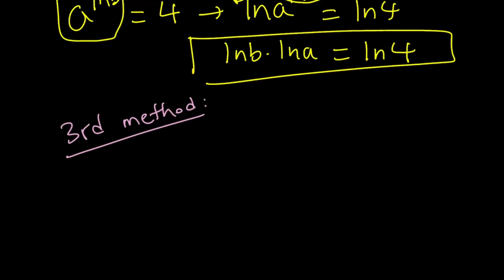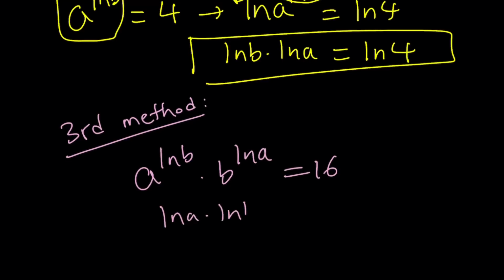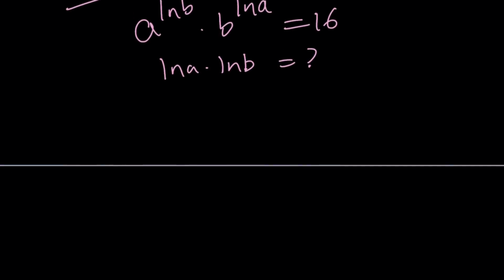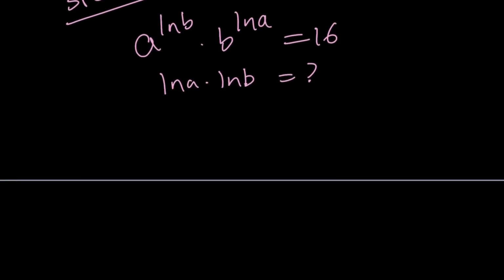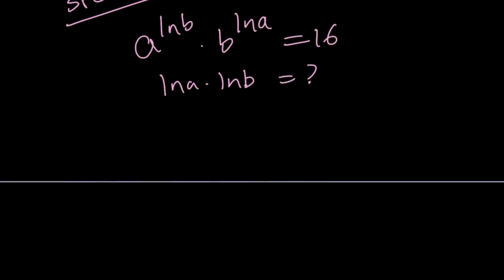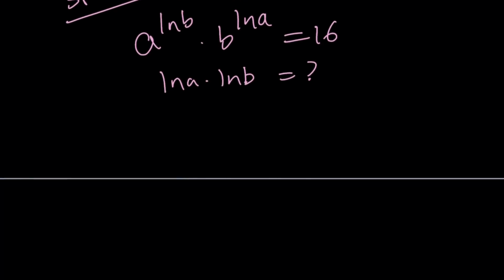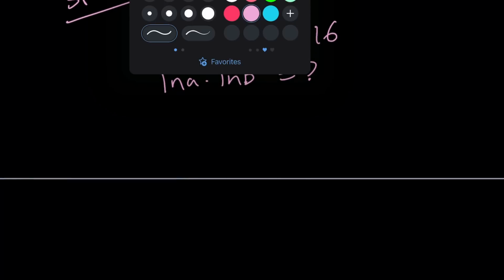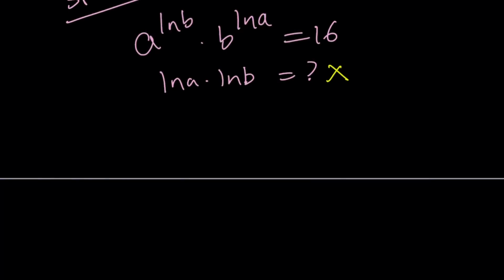All right. So we have a to the power ln b times b to the power ln a equals 16. And I'm looking for ln a times ln b. That's the original problem, right? Okay. What am I going to do? I'm going to use substitution again, but this time I'm going to use it in a different way. What I'm trying to find, I'm going to call that something. So how about calling this x? ln a times ln b.